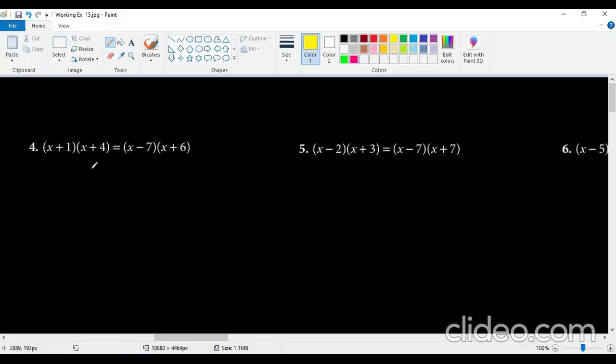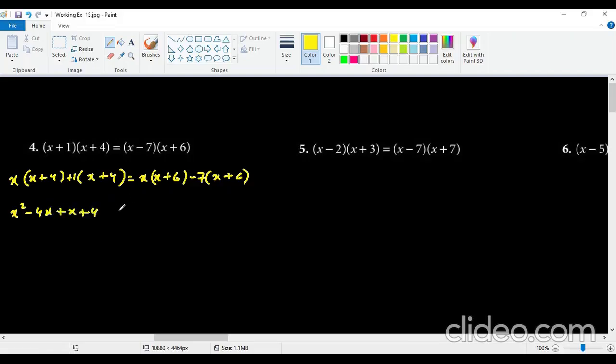In here, I will write x plus 4 two different times as the normal procedure, and I will first multiply by x and then multiply by 1. On the right hand side, I will write x plus 6 two different times, and I'll multiply first by x and then by negative 7. So expanding the brackets gives me x square minus 4x plus x plus 4, and on the right hand side I will get x square plus 6x minus 7x minus 7 times 6, which is 42.